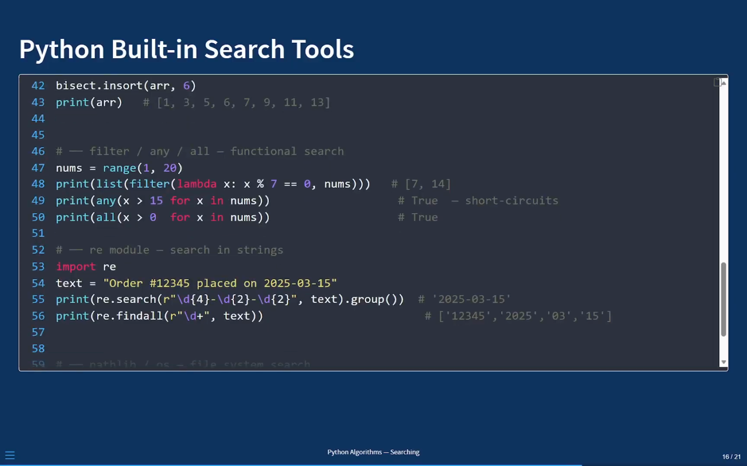Click Filter, Any, All. These are functional search tools. filter(pred, iterable) lazily produces matching elements. any short-circuits on the first true, O(1) in the best case. all short-circuits on the first false. Both are O(n) worst case.